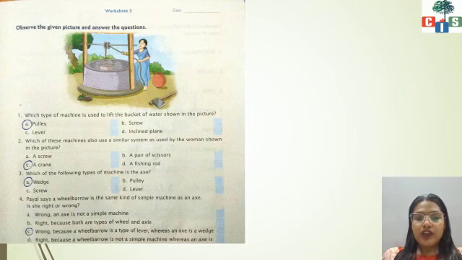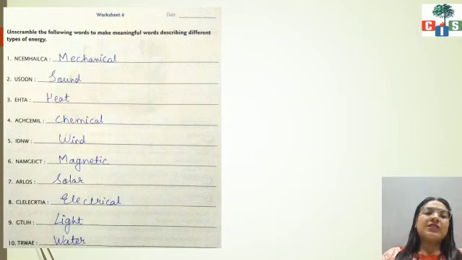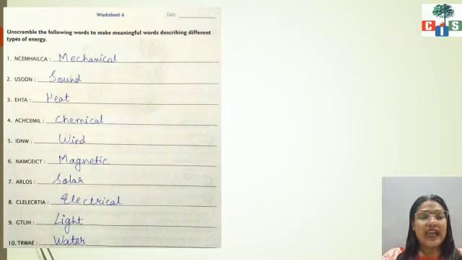Okay, so moving further to the last worksheet, worksheet 4. Here some spellings have been written, but they are written wrong, and we have to write down the correct spelling. So the first word is mechanical. The second is sound. The third is heat. Fourth is chemical. Fifth is wind. Sixth is magnetic. Seventh is solar. Eighth is electrical. Ninth is light. And the 10th one is water.